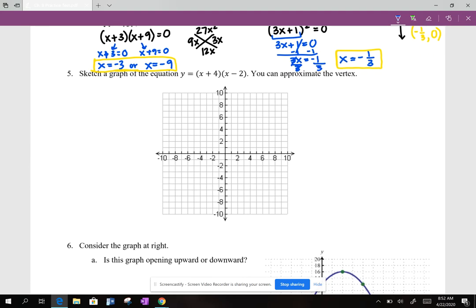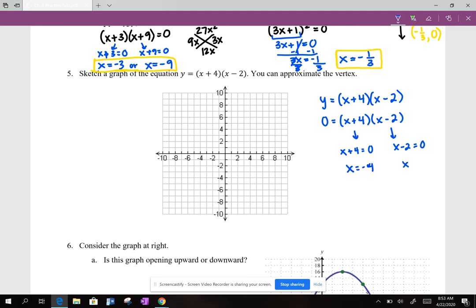Okay, number 5. Sketch a graph of the equation y equals x plus 4 times x minus 2. You can approximate the vertex. All right, when you use the zero product property to solve for x here, you set these equal to 0, and you get x equals -4 or x equals 2.